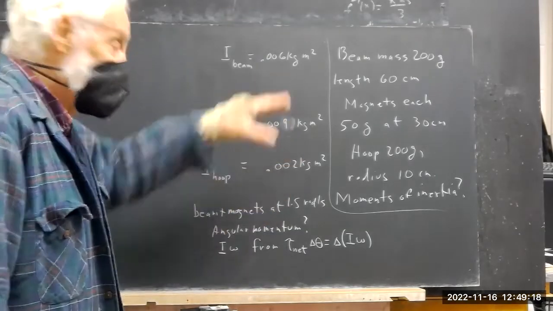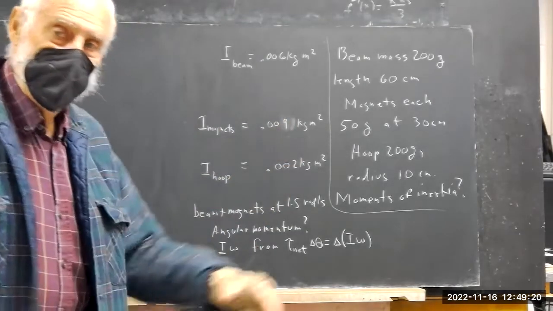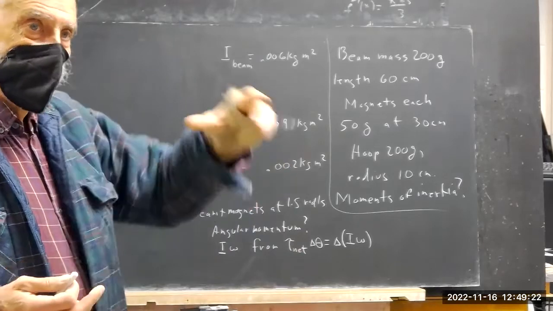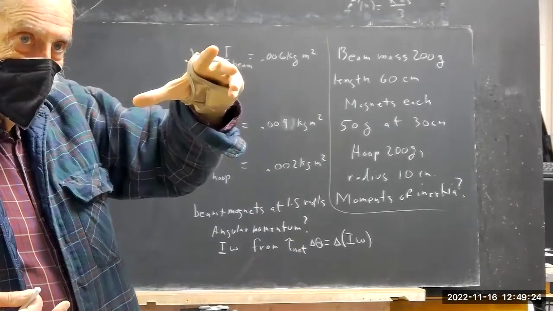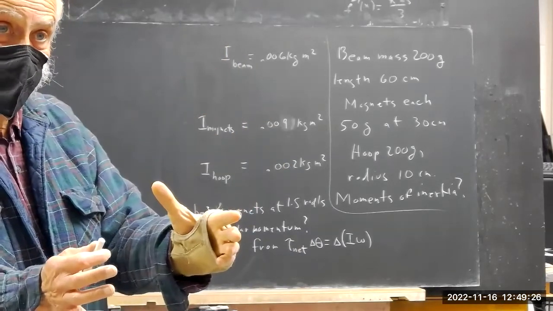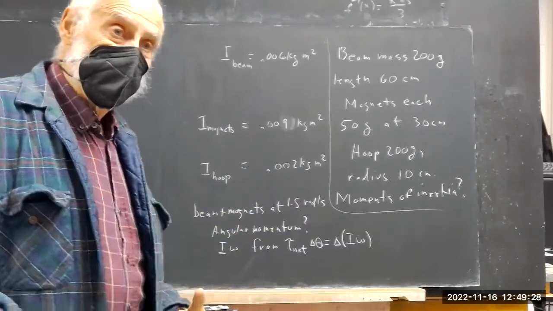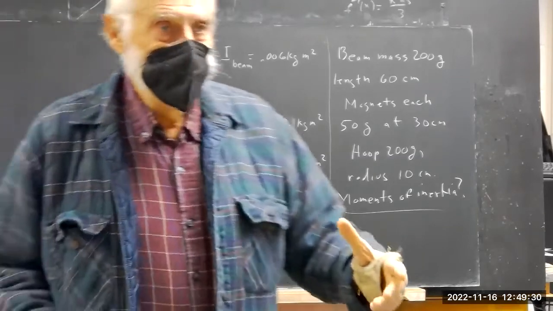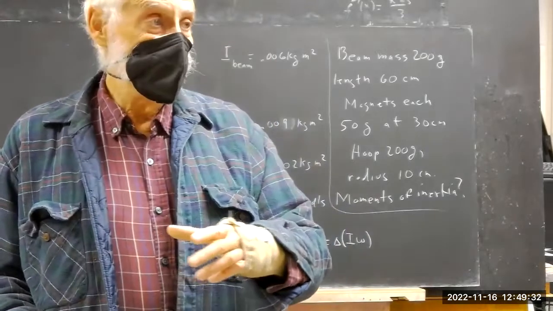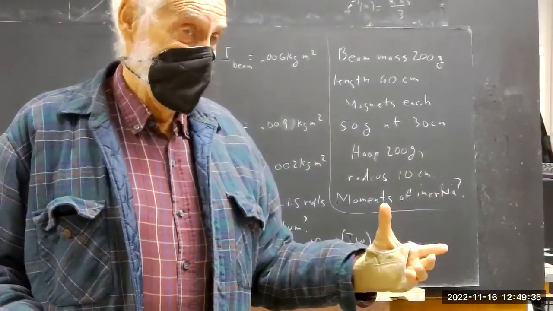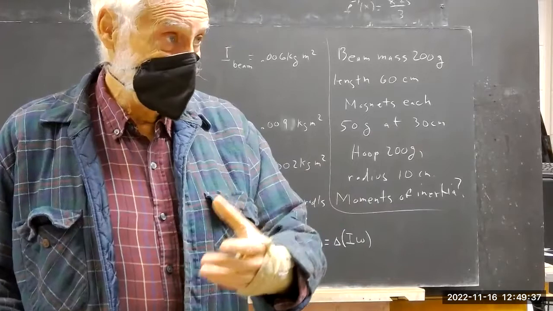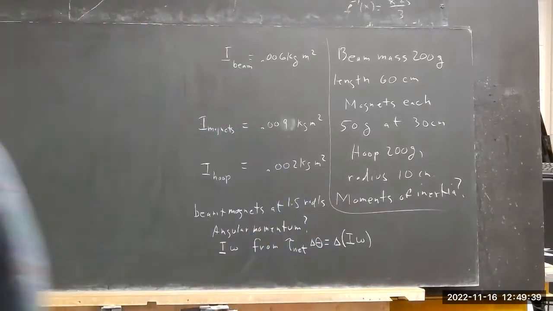We want to take this information and figure out what happens when I drop the hoop onto the beam. The beam exerts a torque on the hoop and the hoop exerts a torque on the beam. You have equal and opposite torques. And I've got an irritating pop-up on the screen.